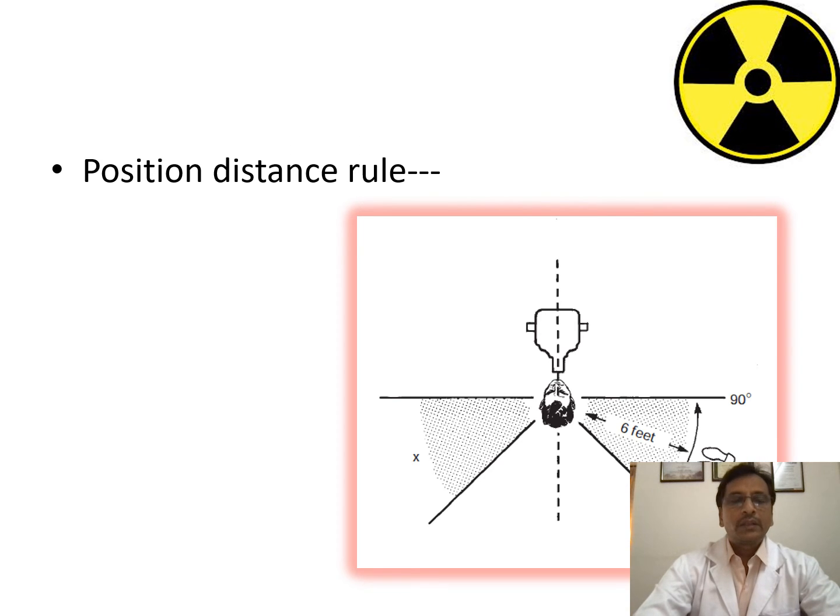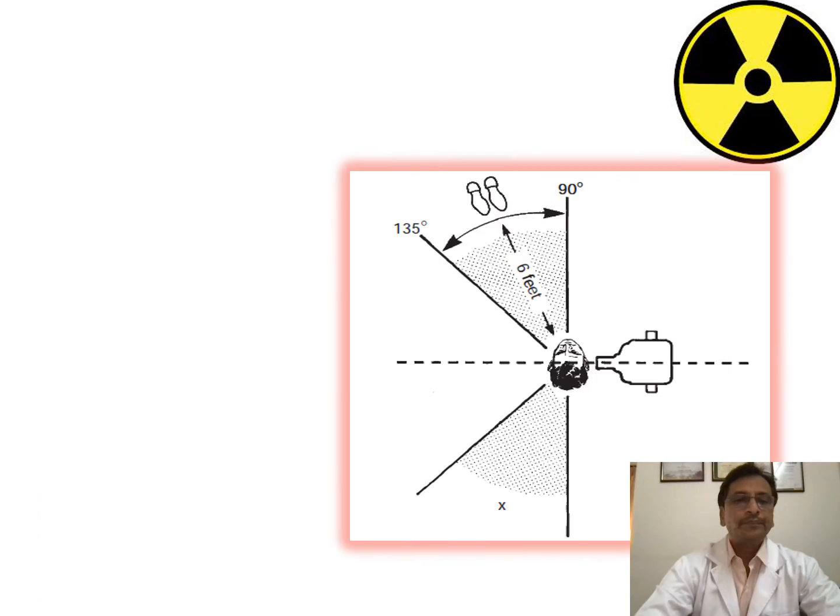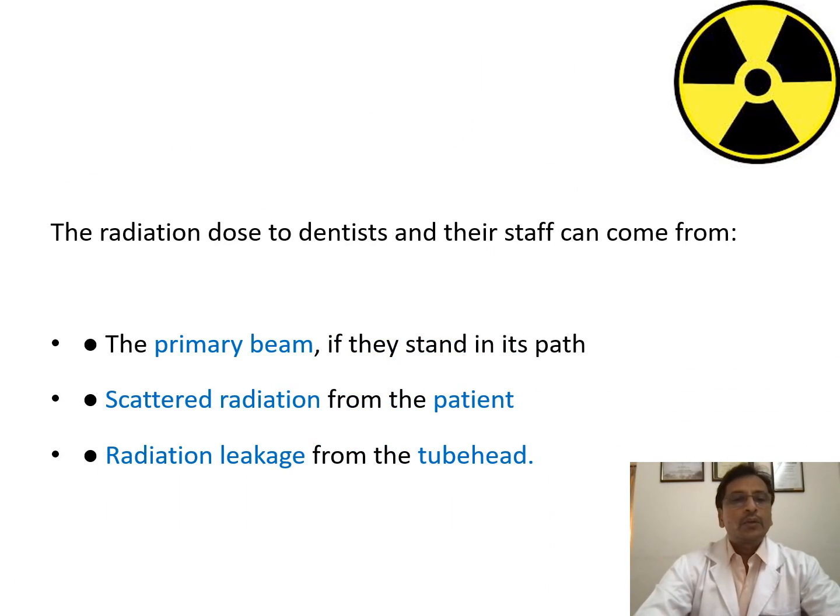This distance rule is applicable when you don't have any radiation protection, say a barrier, in your setup. So at an angle of 90 to 130 degrees, as you can see in this image, the secondary radiation reaching would be minimized. The radiation dose to the operator or to your staff can come basically from 3 forms of radiation. One is the primary beam, if the operator stands in the path of the beam. Second is the scattered radiation from the patient, or sometimes radiation leakage from your machine itself, which can also be a cause of radiation exposure to the operator.